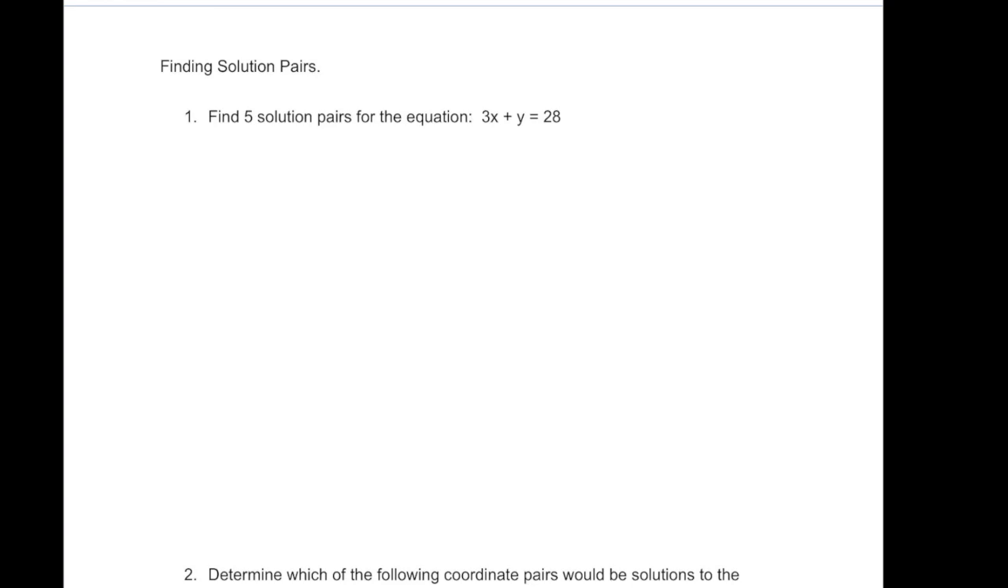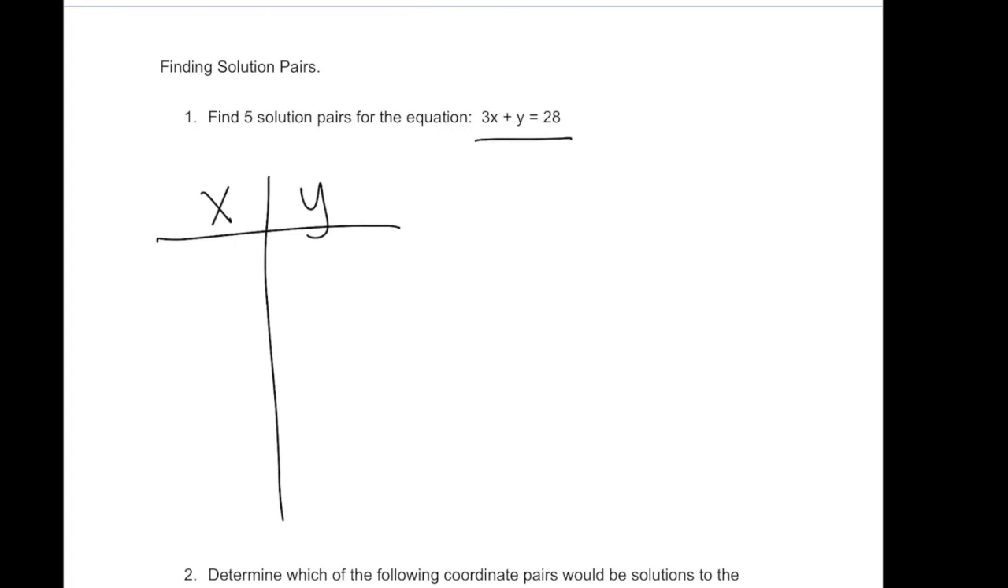Okay, so yesterday you guys did an introduction to finding solution pairs using a story problem. Today you're going to be finding solution pairs based off equations. So the first type of task you're going to see is that they're going to give you an equation such as this, 3x plus y equals 28, and then you're going to have a table like this, and it says to find 5 solution pairs.